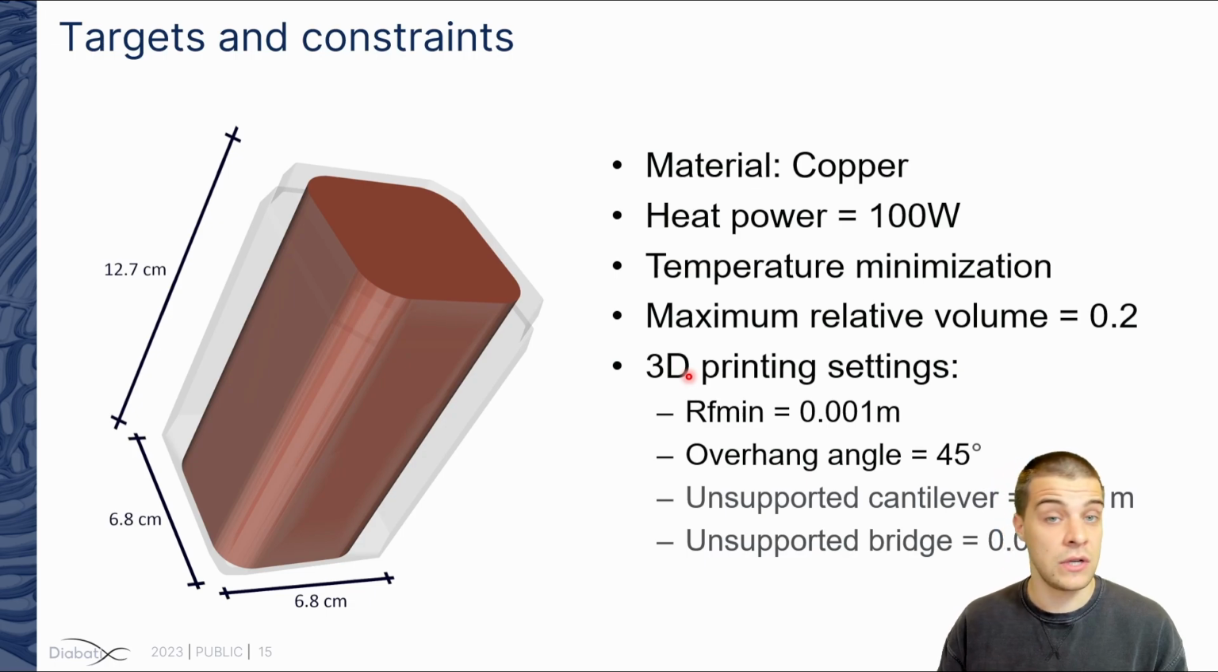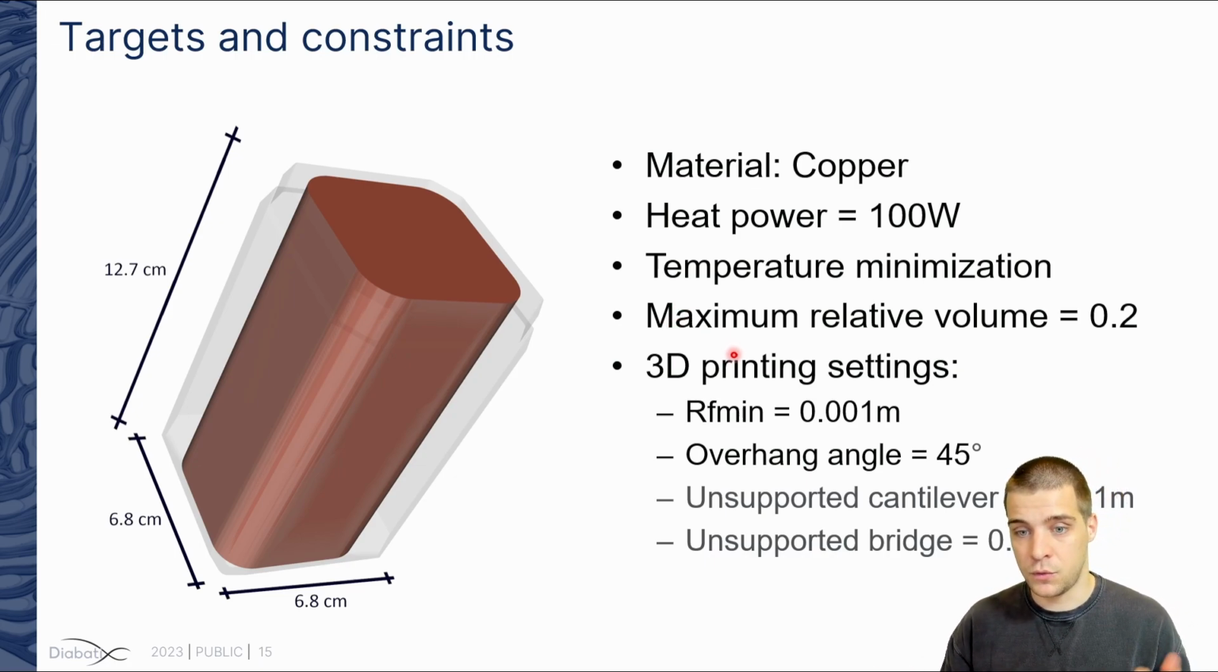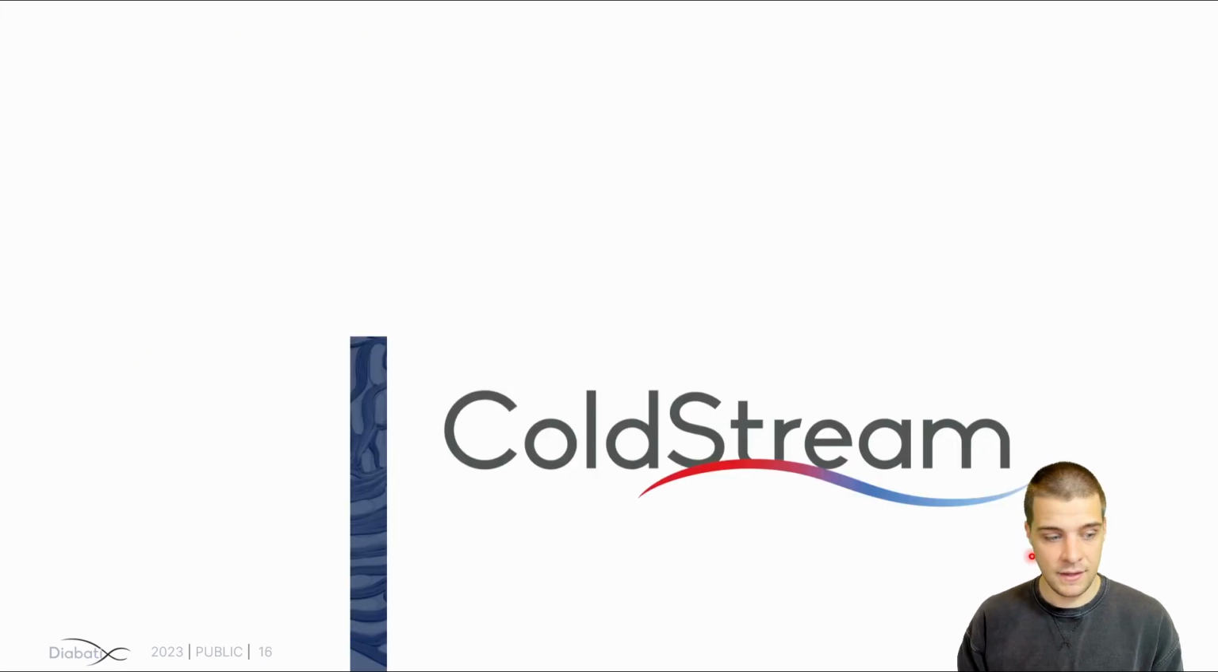This project is also in collaboration with 3D Systems, where later in the project cycle, we will do physical experiments with that design. So we will take 3D printing into account as a manufacturing constraint, with a minimal printing size of 1 millimeter, an overhang angle of 45 degrees, and an unsupported length of a cantilever of 1 mm and a bridge of 3 mm. Okay, that's enough for now about the problem itself.